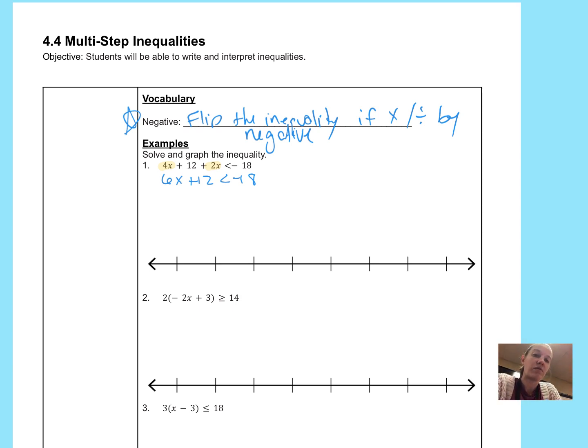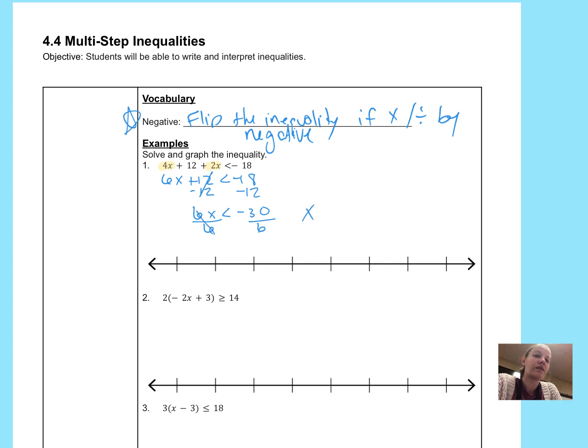So opposite of plus 12, I'm going to do minus 12 on both sides. Positive 12, negative 12, that makes 0. We always want to check that it makes 0. And then negative 18 minus 12 would be negative 30. And then I'm going to divide both sides by 6.